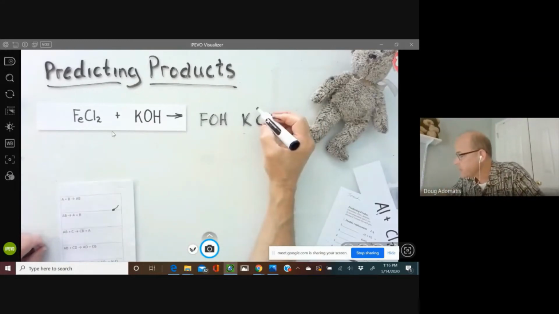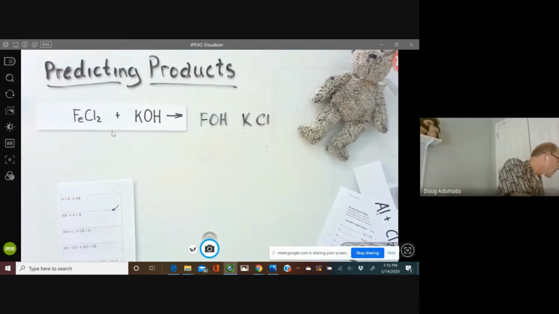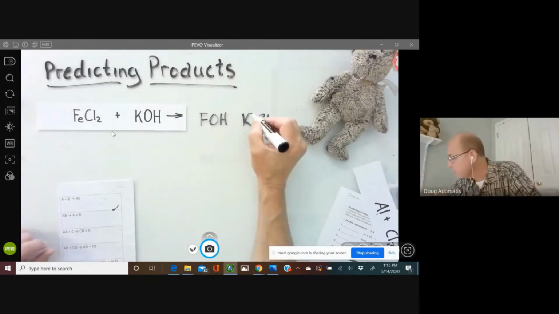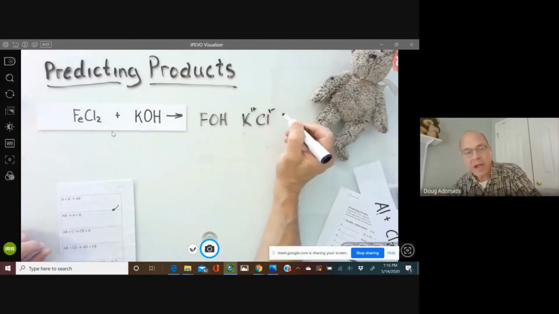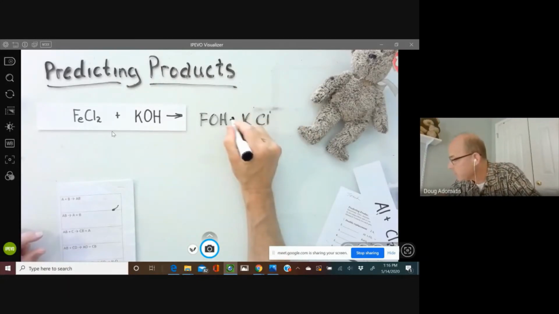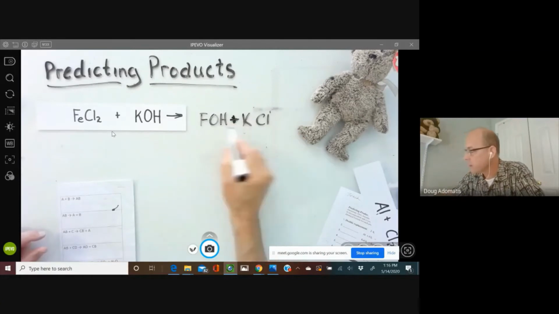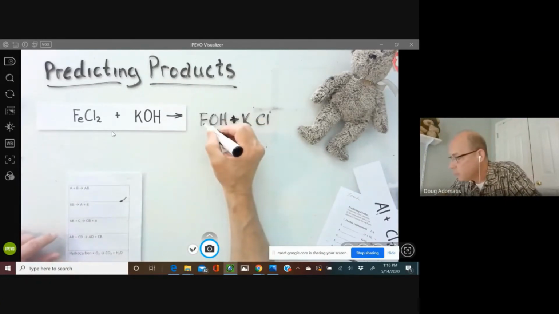This looks like a match made in heaven to me because potassium is a group 1 metal, so it's got a 1 plus. Chlorine, as we said previously, is a 1 minus. So those automatically balance. That work's already been done for us. Put this plus in here because we're talking about two different things, that was in our model. And then, Fe.